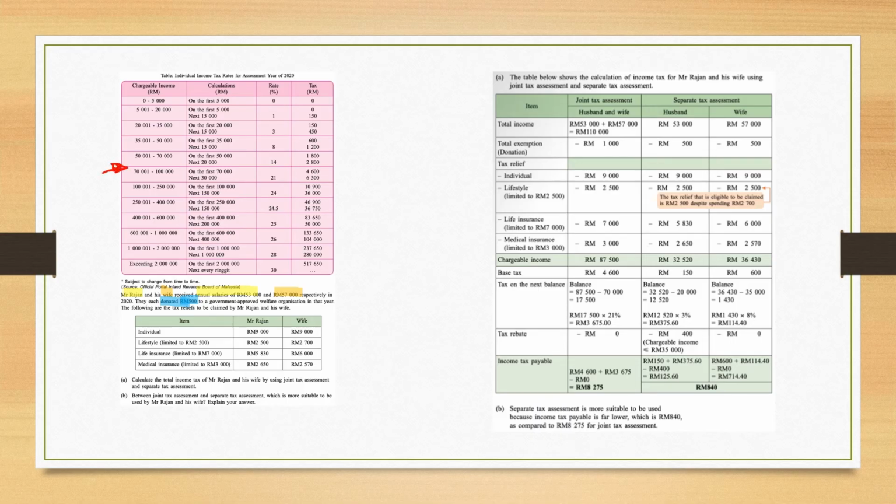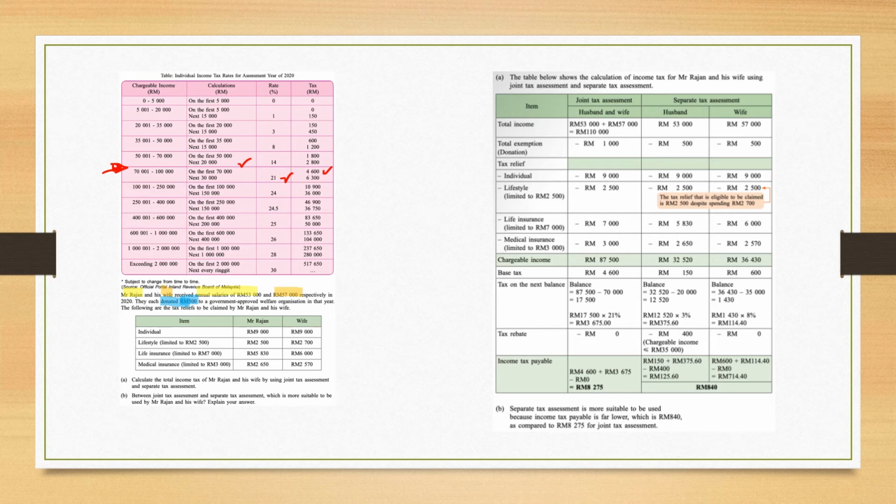87,000 right here. So that means we look at this, and this. As you can see, that's what's shown in this particular table. 4,800. So the first thing you do is take the 4,800 balance amount, and then you do your typical formula: subtract 70,000 from your chargeable income, multiply by your tax rate of 21%, and you'll get your next balance of income tax.